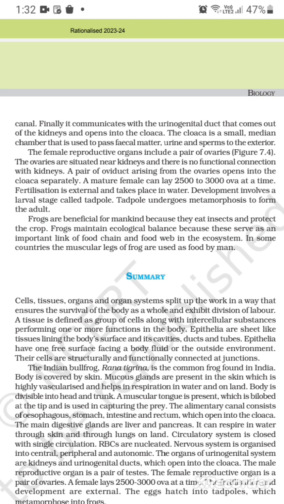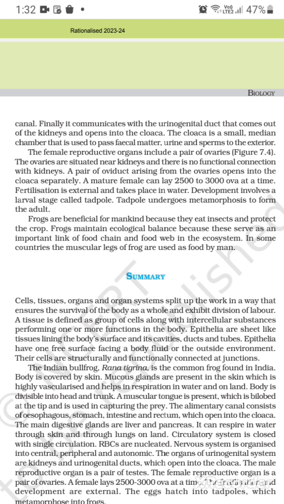Summary: cells, tissues, organs, and organ systems split up the work in a way that ensures the survival of the body as a whole and exhibits division of labor. A tissue is defined as a group of cells along with intercellular substances performing one or more functions in the body. Epithelia are sheet-like tissues lining the body surface and its cavities. Duct and tube epithelia have one free surface facing a body fluid or the outside environment. Their cells are structurally and functionally connected.